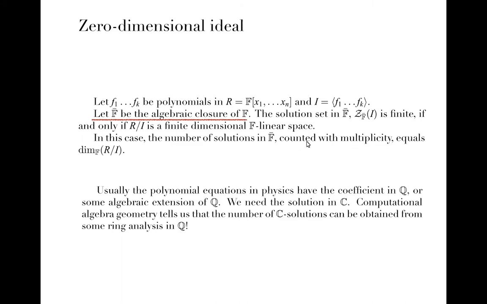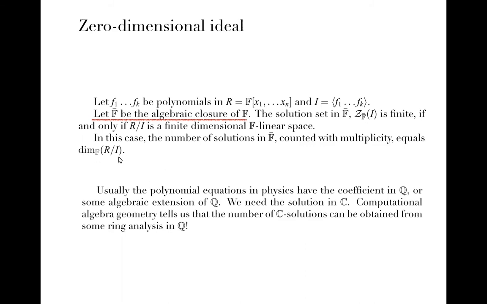Later I will say that you have to count with multiplicity. For example, if x squared equals 0, you have to count it as multiplicity 2 at 0. Two roots at the same point, a double root. If you use this kind of multiplicity, you find that the number of solutions in C equals this Q linear space dimension. So now the question is, how do we really get this Q linear space dimension?